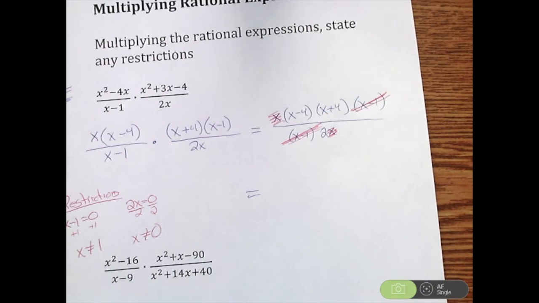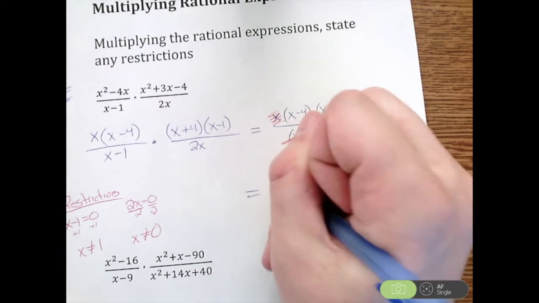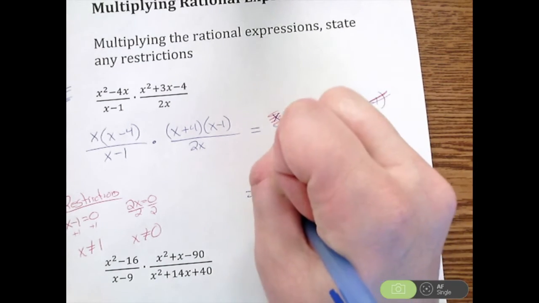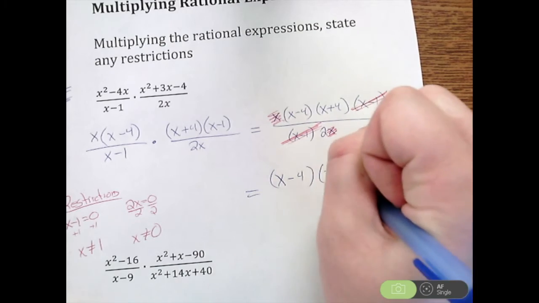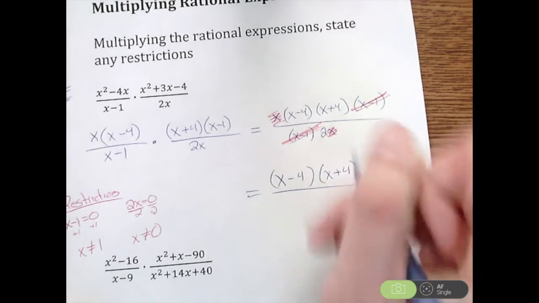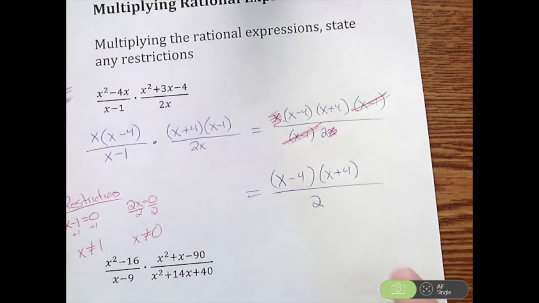So what I'm going to write is what's left in my numerator. That's my top, and what's left in my denominator, the bottom. So up top, I'm going to have x minus 4 times x plus 4 divided by 2. Now that is my answer.